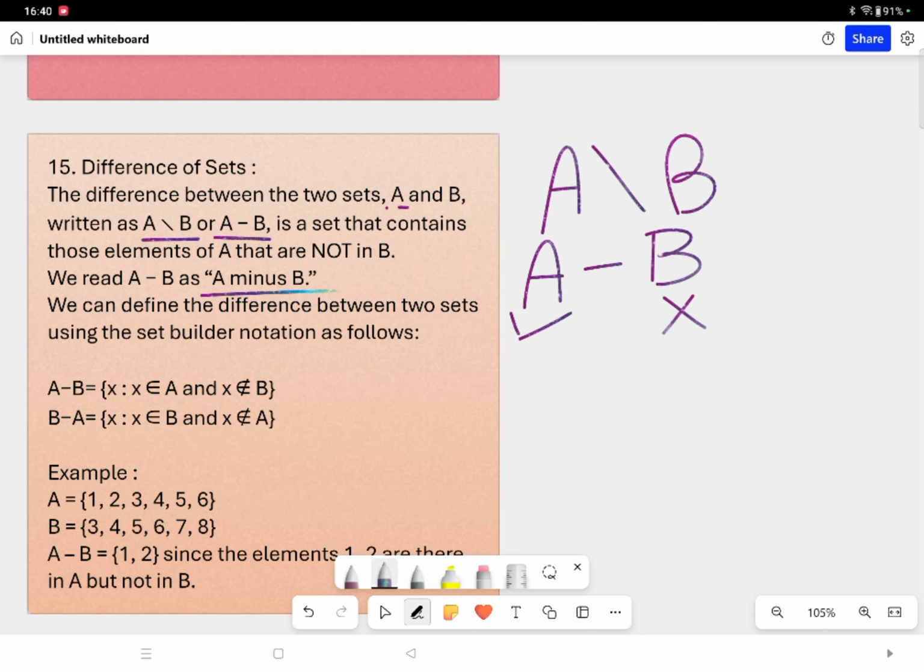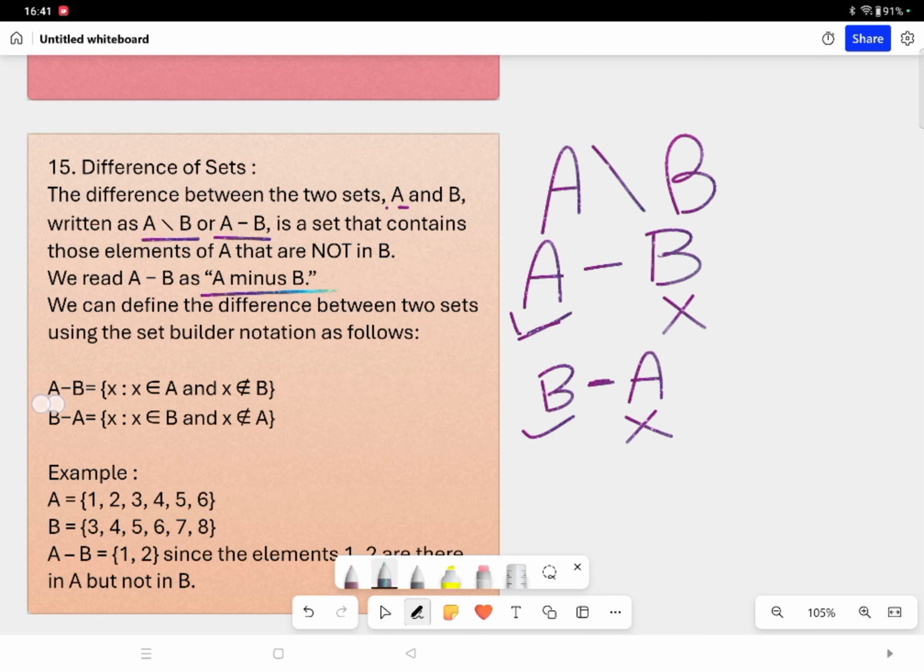The element will be present in A but not in B. And if I am saying B minus A, it means the element will be present in B and not in A. Minus means you are excluding. Minus means whatever is there after the minus sign, you are excluding that set. You are eliminating that set.